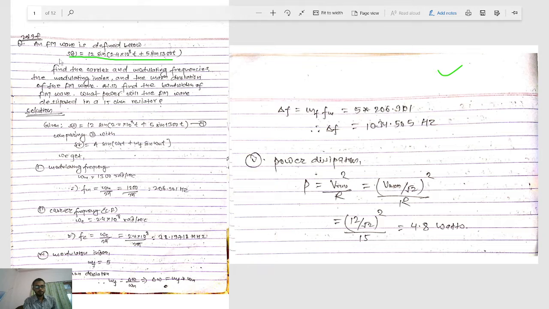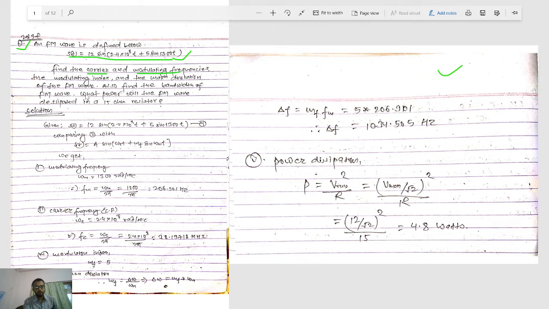So let's start. Here we have a question that was once asked in 2019 Fall in Pokhara University. Here we have an FM wave defined below as s(t) = 12 sin(2.4 × 10^8 t + 5 sin 1300 t). And here we have to find the carrier and modulating frequencies, the modulating index, and the maximum deviation of the FM wave.